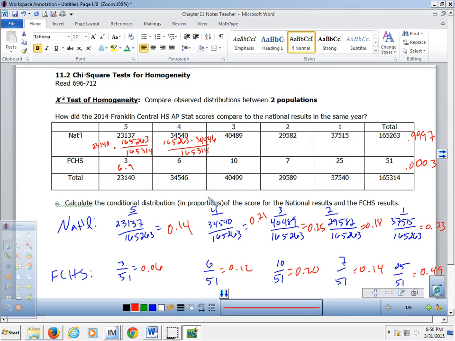And so we'd want to take 51 times 34,546 and divide it by 165,314. And we do that, we get 10.7. And then you'd want to take 51 times 40,499 and then divide it by 165,314 and get 12.5.